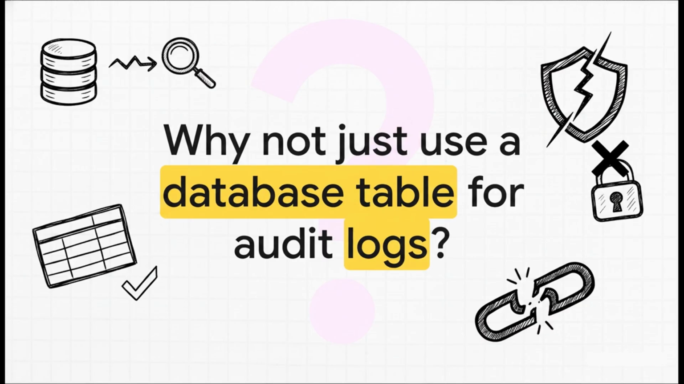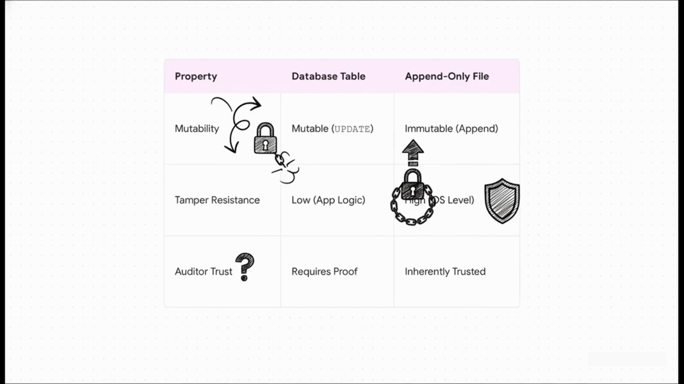But it has one fatal flaw when it comes to audits. And this table just lays it all out. Look at the database column. Its fundamental property is that it is mutable. You can change it. Your own application code could run an update command on your audit log.